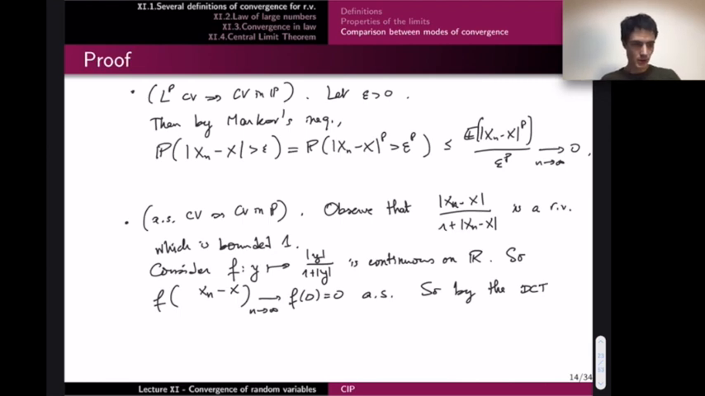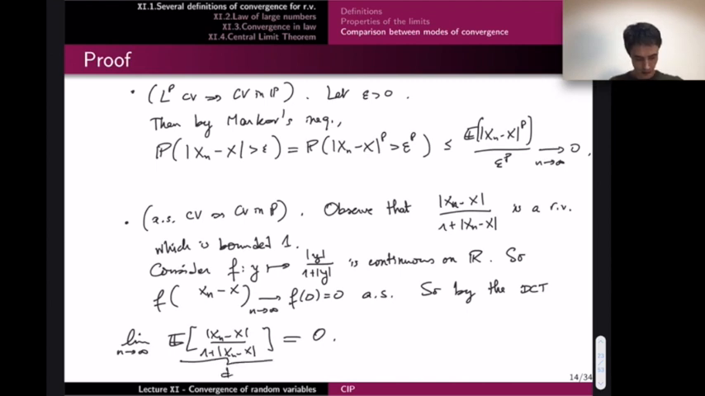So by the dominated convergence theorem, the limit as n goes to infinity of the expectation of |Xn - X| divided by 1 + |Xn - X| is equal to the expectation of the limit, and we've said that the limit is 0, so it is 0. Remember that this is d_P(Xn, X). So by the previous result, we deduced that Xn converges to X in probability.